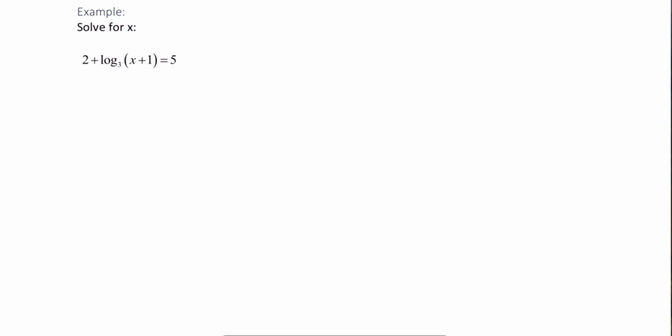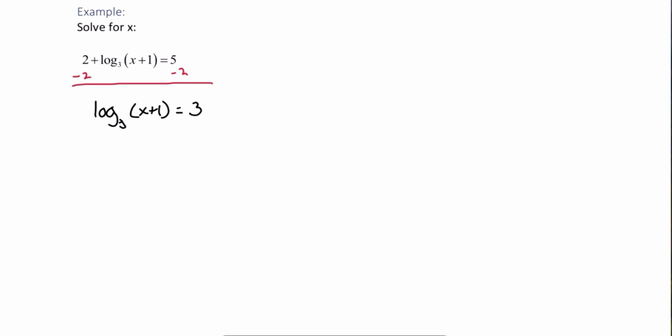To solve this equation, we want to first isolate the logarithm. So we need to subtract 2 on both sides. We get log base 3 of x plus 1 equals 3.